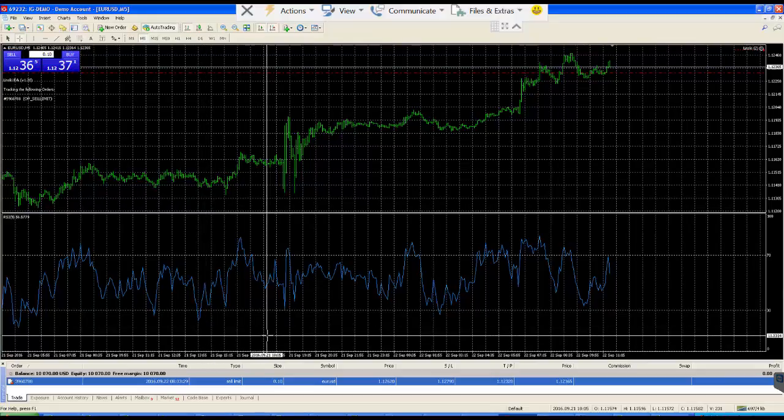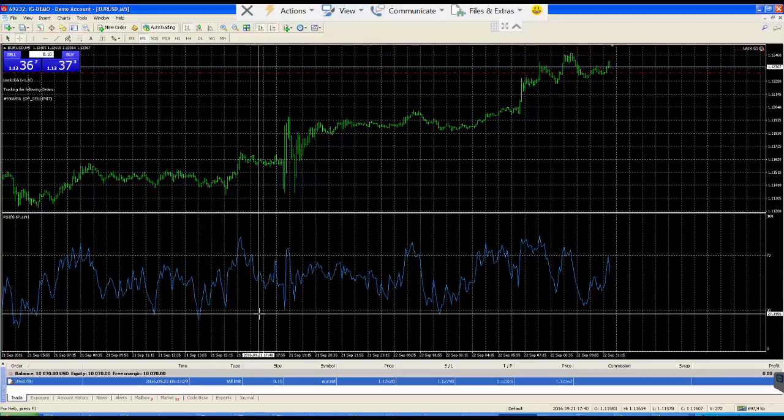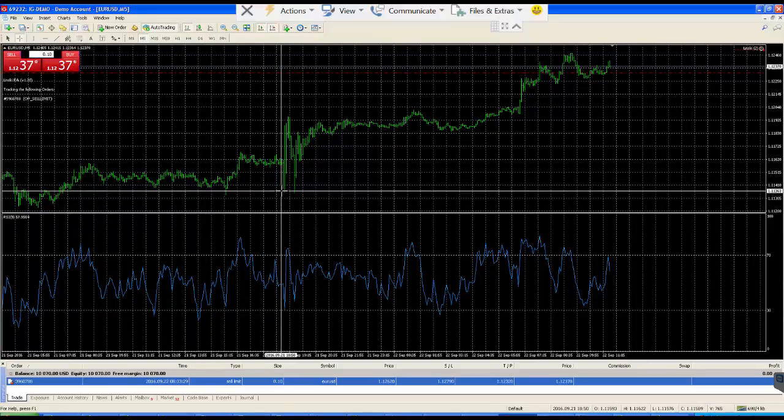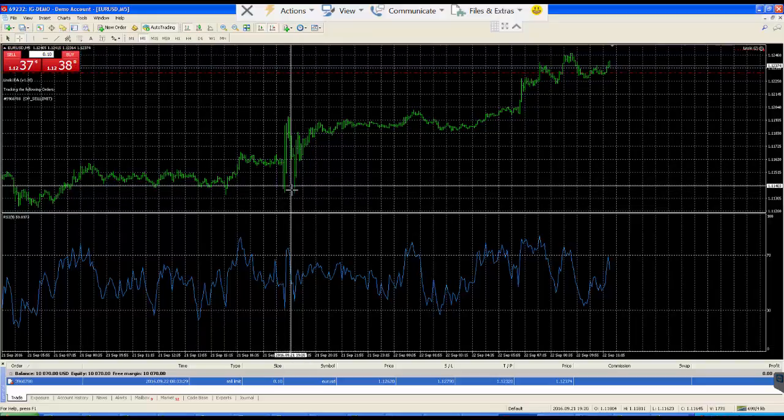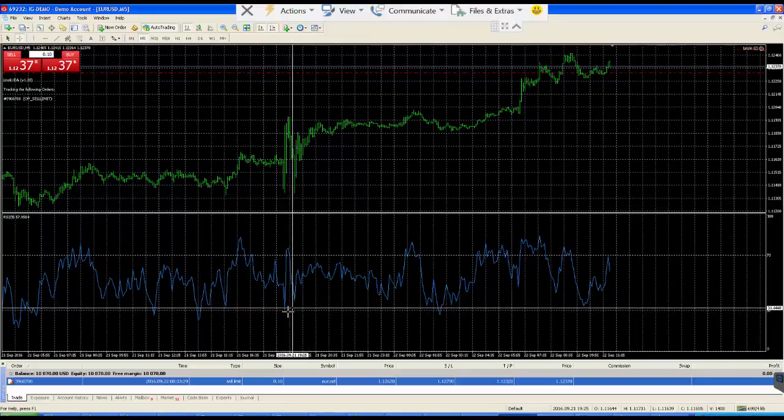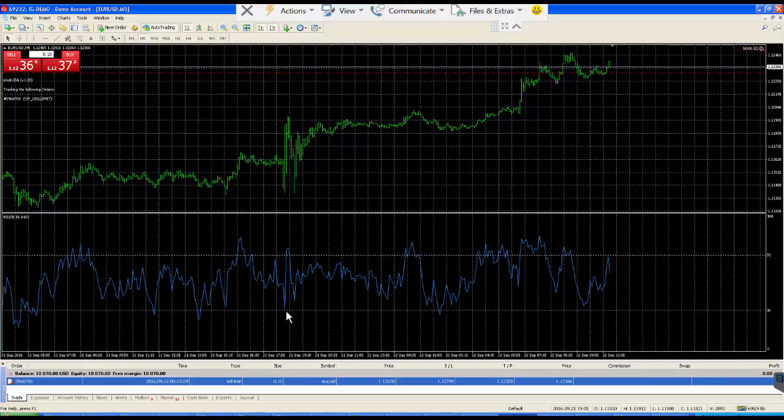You can find other examples of positive divergence on this chart. For example, here you see the price dropped, went up, then went back down again, but the RSI was not as low as the previous RSI. And that was a signal to go up and buy again.